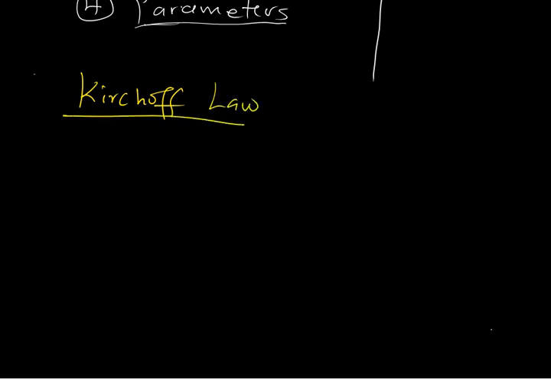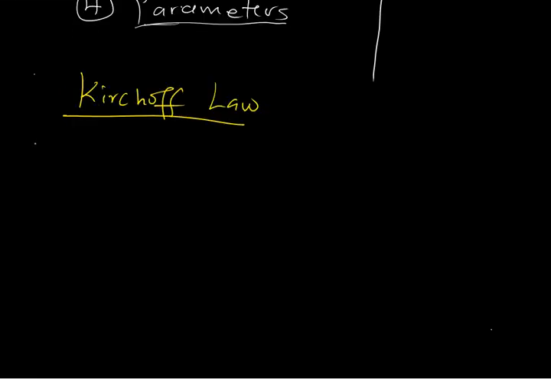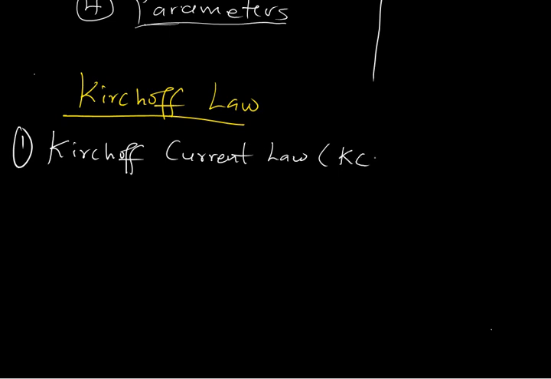Now this law is of two types. Kirchhoff stated two laws. One of the laws is called Kirchhoff current law, which is abbreviated as KCL. You can also call this Kirchhoff junction law because this law is applied at the junction of a particular circuit.